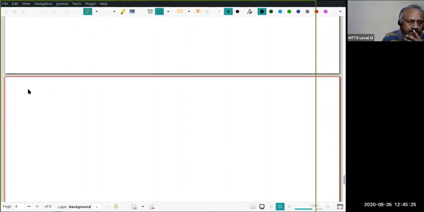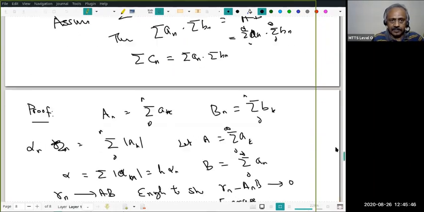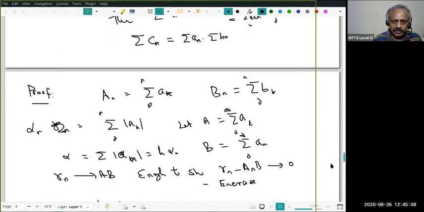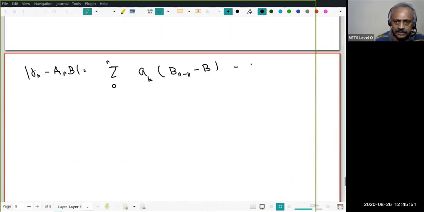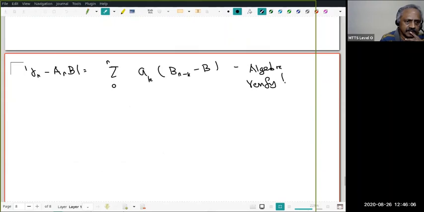So modulus of gamma n minus a b, we know, is nothing other than the summation 0 to n of a_k times (b_{n-k} minus b). Now we have to write it. I am not writing it. You understand that? This has to be proved. This algebra should be checked, because we have done it, but in principle I should write it. Remove the mod, simply say that mod.